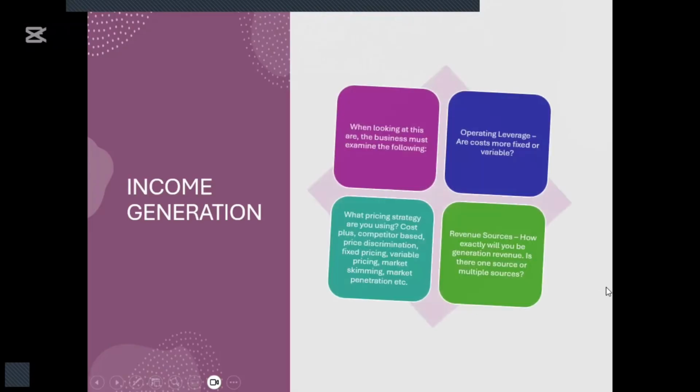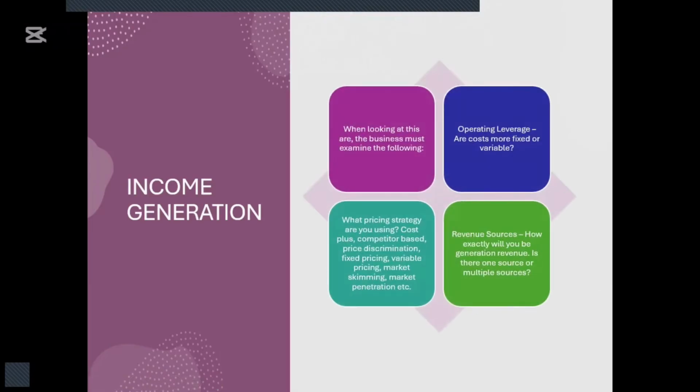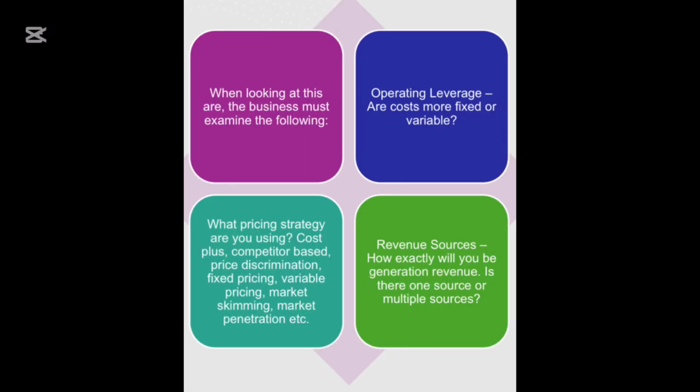The next area is income generation. And under income generation, there are a couple of areas, such as the first one, operating leverage. With operating leverage, we are looking at how you manage your fixed and variable costs. Is it that your fixed costs are a lot more? In that case, you have a high operating leverage. Or is it that your variable costs are a lot more? In that case, you have a lower operating leverage.